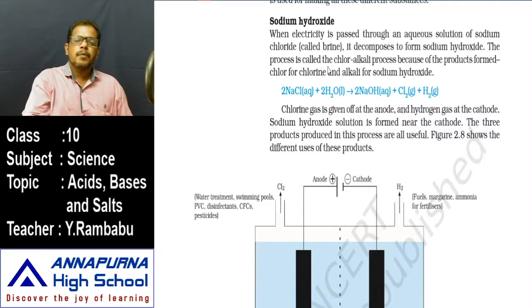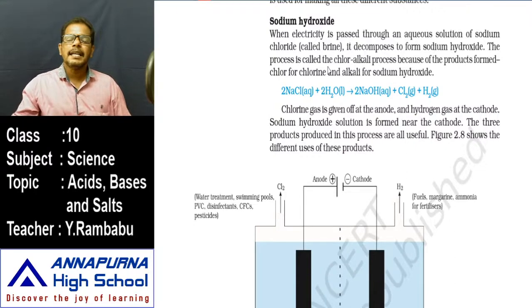The positive ions in sodium chloride, Na plus, combine with the negative ions in water, OH minus ions. And what is formed? Sodium hydroxide. In the sodium chloride, again there are negative ions, Cl minus ions, and in the water, positive ions, H plus ions. These negative ions are attracted by the anode and positive ions are attracted by the cathode.